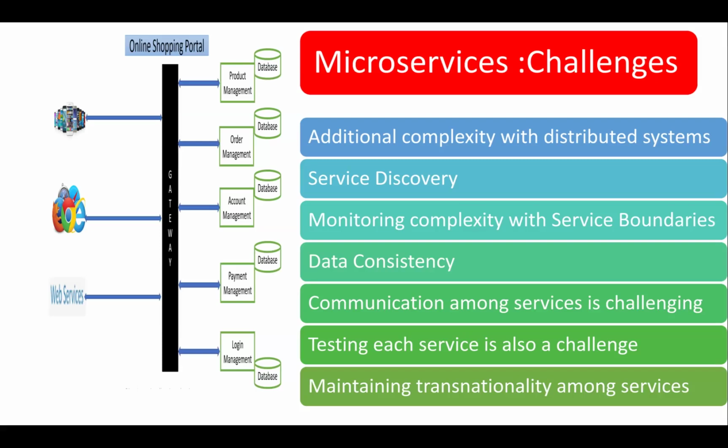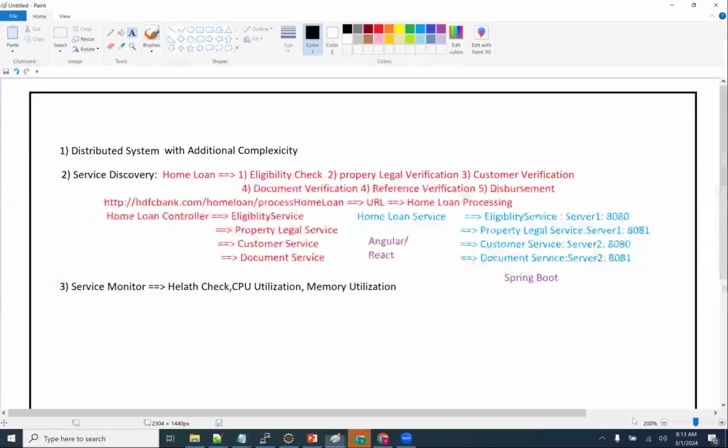It's not easy to maintain the consistency on the data. It will be a little bit difficult, right? For example, in the same example I mentioned here: eligibility service, legal service, customer service, document service. I applied for a home loan. Somehow my documents are fake, and my home loan was rejected because the documents are fake.